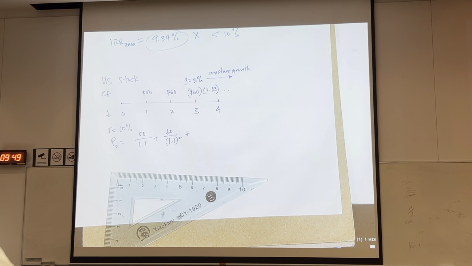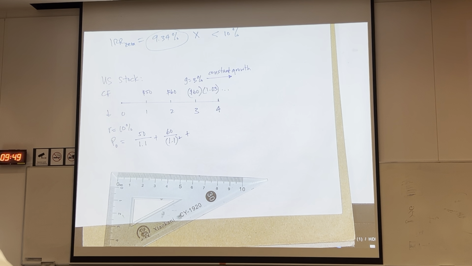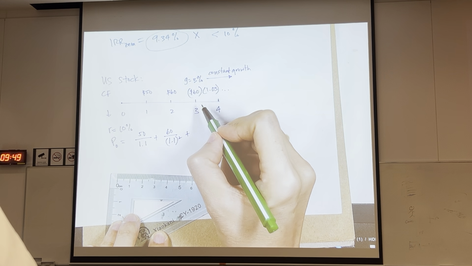Right, so what should be the price of this equity? We know the dividends for the next 2 years. Then the problem says the dividend growth is 3% thereafter, so from the 3rd year onwards. So what we'll do is use this 3rd year to price at time 2.